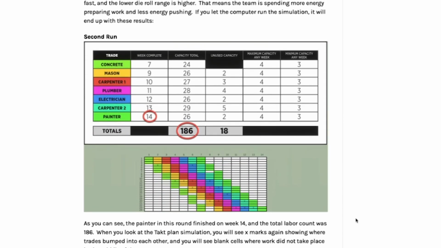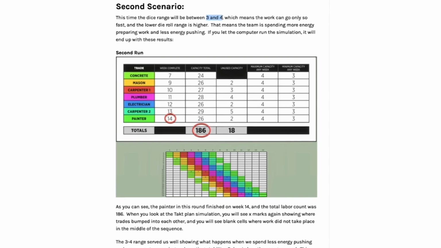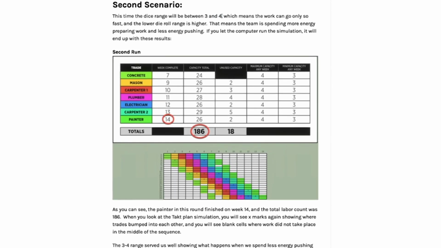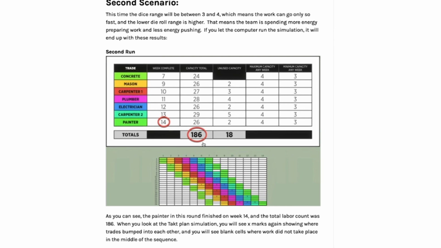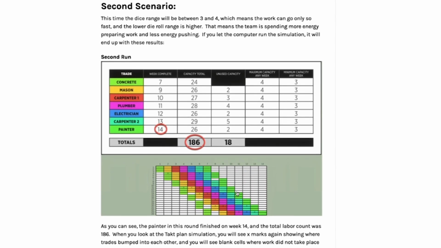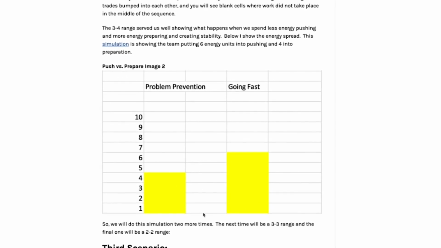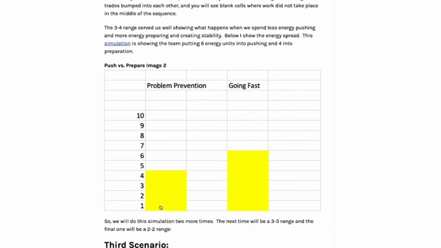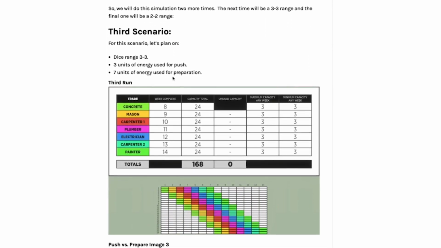Okay, let's take the second scenario where we had a narrower range of 3 to 4, meaning more flow, lower variability, but less attempt to go fast, right? We finished in week 14 with 186 people with 18 unused capacity and a pretty decent execution of the Takt plan. This would be like us having 10 energy units but spending 6 of them trying to go fast and only 4 trying to prevent problems and plan out ahead. Okay, now let's go to the unrealistic one of 3 to 3.